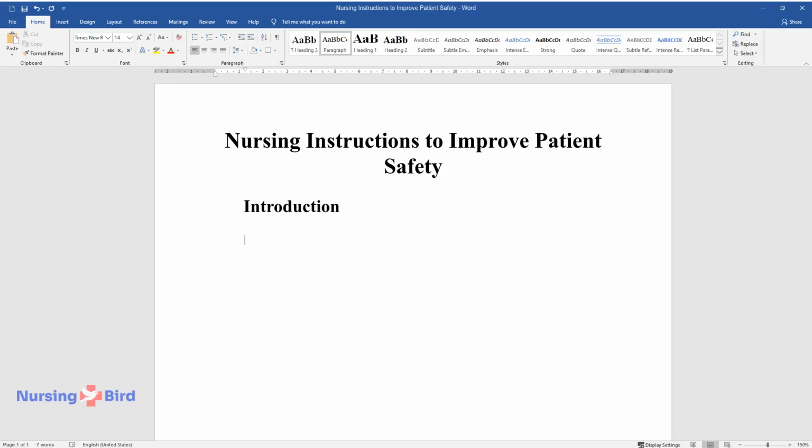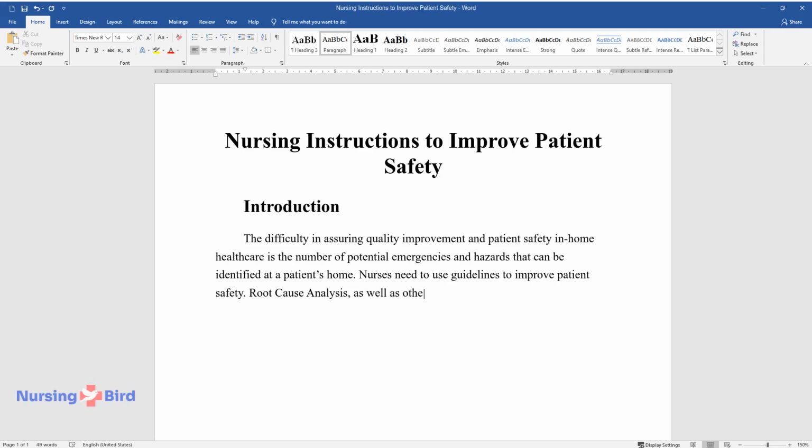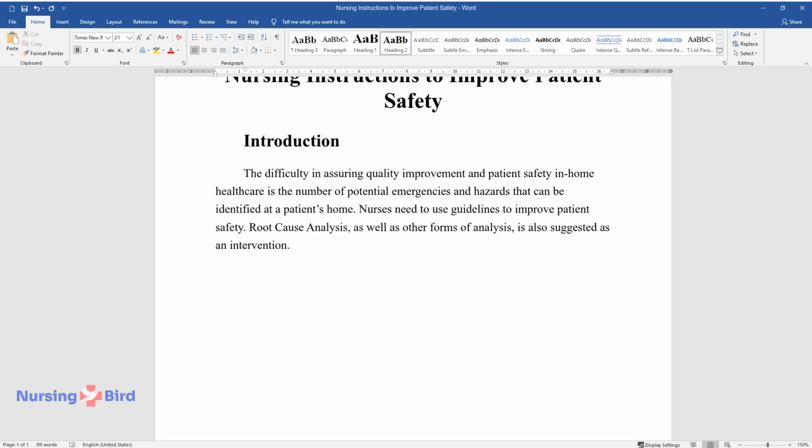Introduction. The difficulty in assuring quality improvement and patient safety in home healthcare is the number of potential emergencies and hazards that can be identified at a patient's home. Nurses need to use guidelines to improve patient safety. Root cause analysis, as well as other forms of analysis, is also suggested as an intervention.